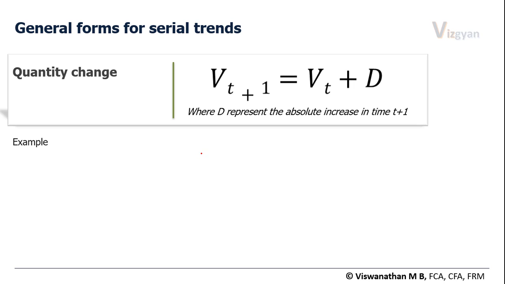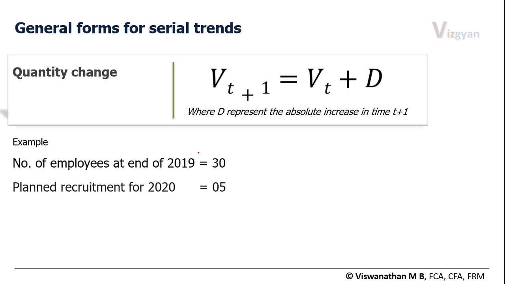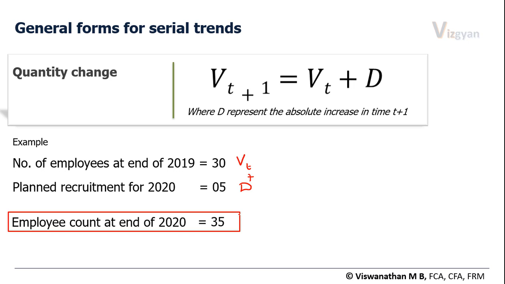So to give you an example, let us say last year we had 30 employees in the organization, and in the next year we plan to recruit 5 more. So the question is, how many employees would we have at the end of next year? The value at the base time t is 30, and the d here that we are talking about, the change in the next year, is 5. So the value at the end of next year is simply going to be 30 plus 5, which is 35.